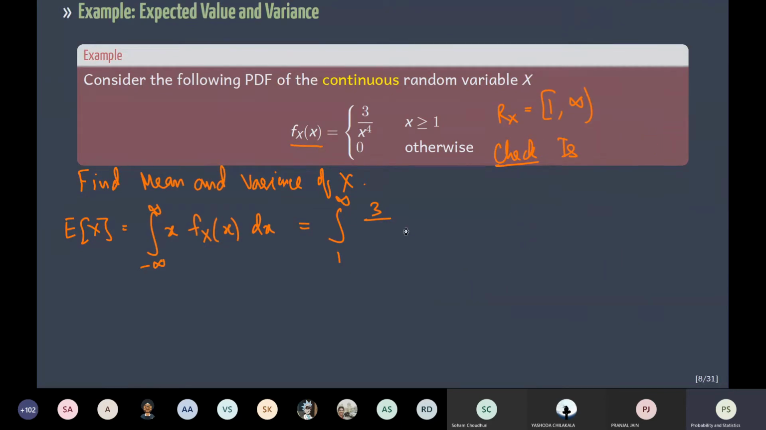So now I will continue with this, assuming that this is correct. So x f(x) is 1 to infinity and 3 by x to the 4 dx. Okay, so this is how much? Okay, so 3 comes out, and then I have x to the 4 here, right?